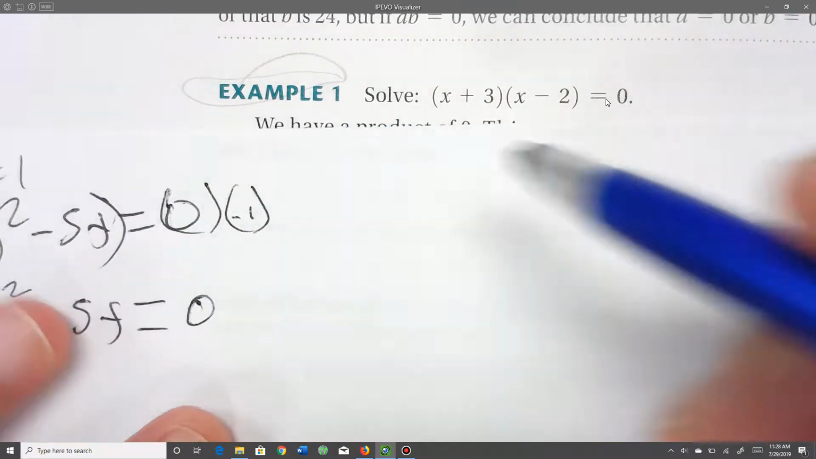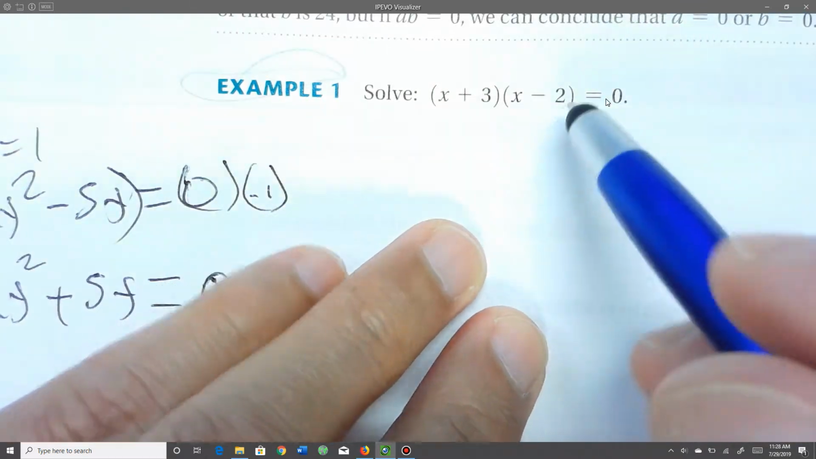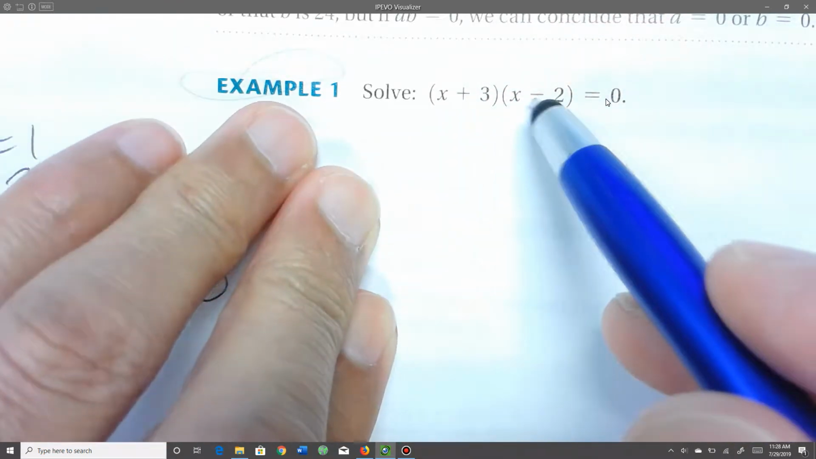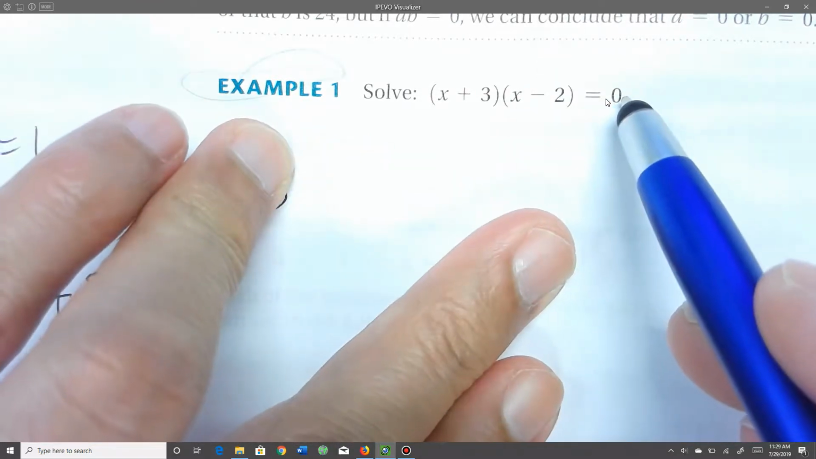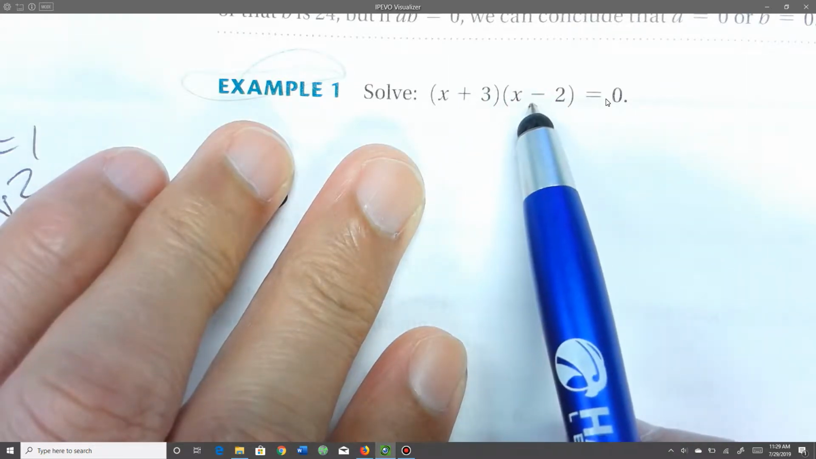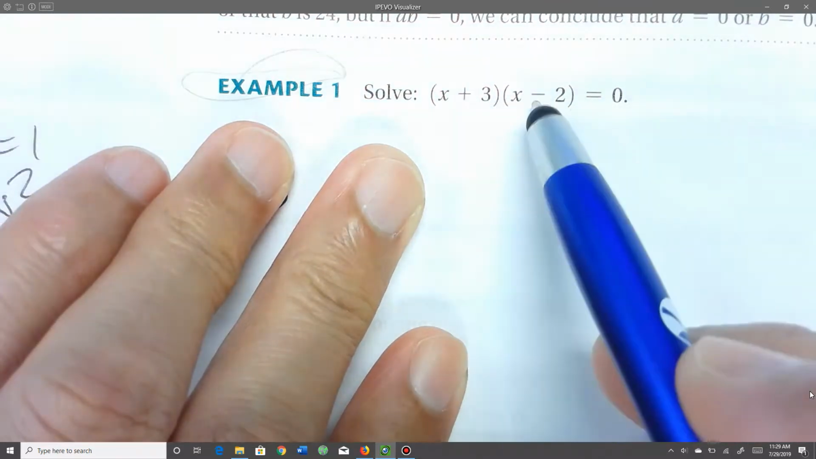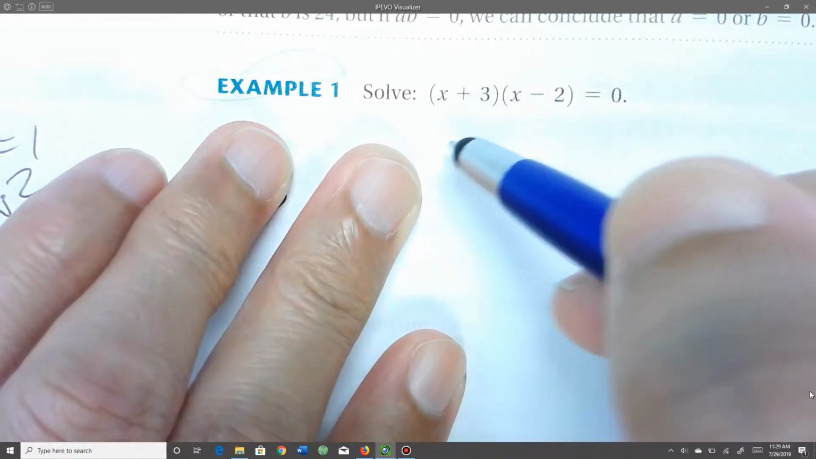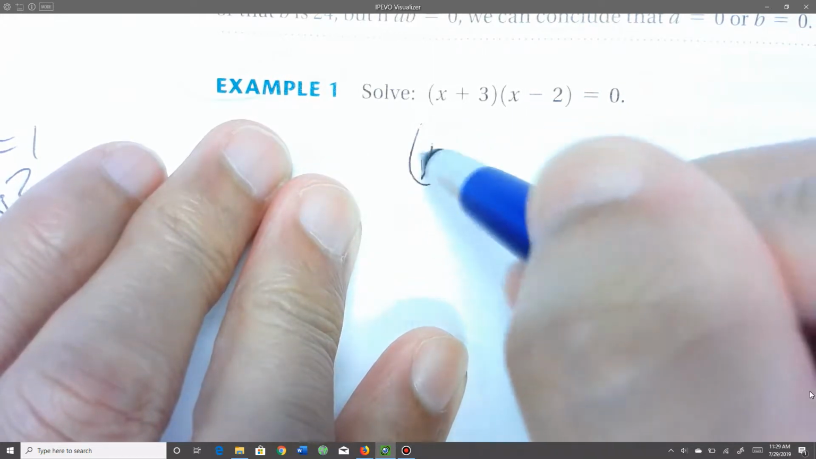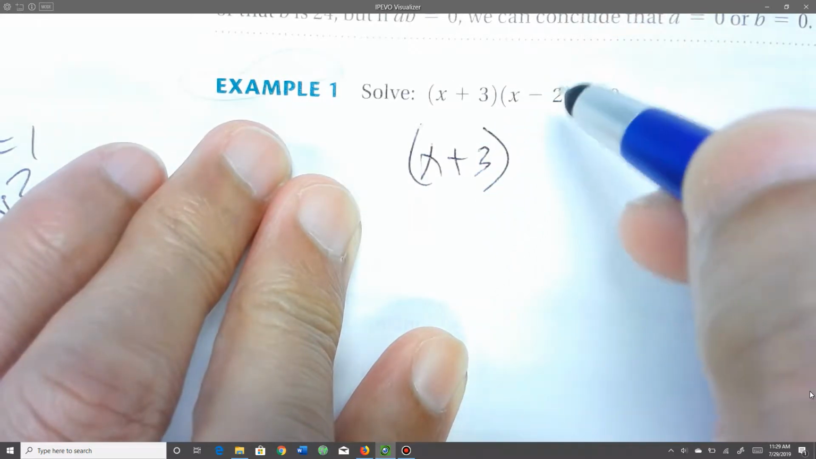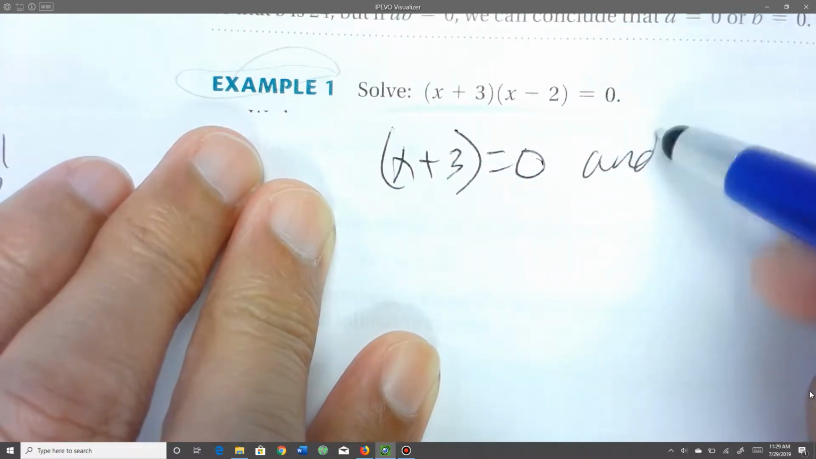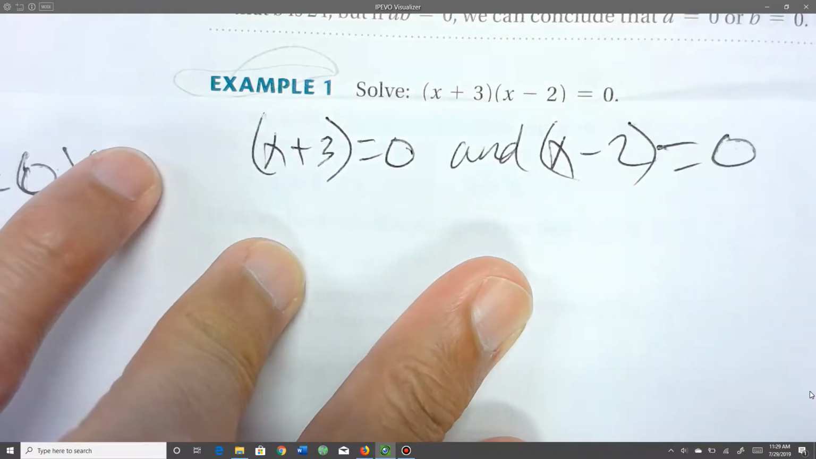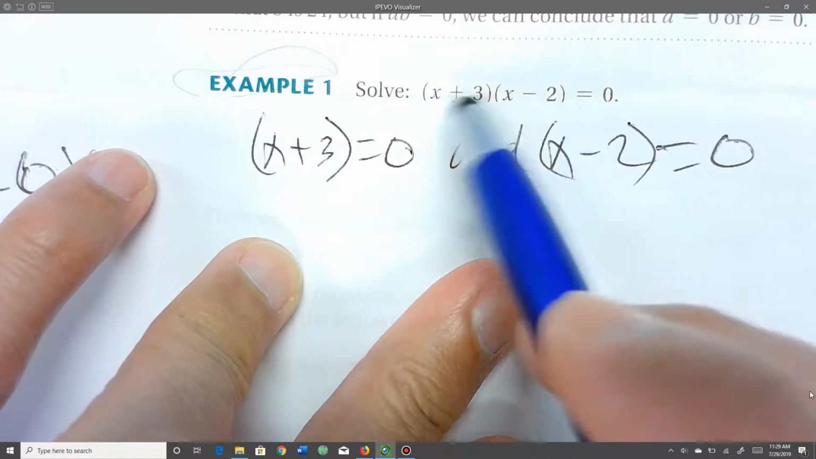So remember that the zero product principle tells us that any value multiplied times 0 is 0. So in this case we have two factors here, so either one of these is 0. Either one of those. So this allows us to write x plus 3 equals 0 and x minus 2, and you don't have to write parentheses, equals 0. Because either of these two will be 0, we don't know which.